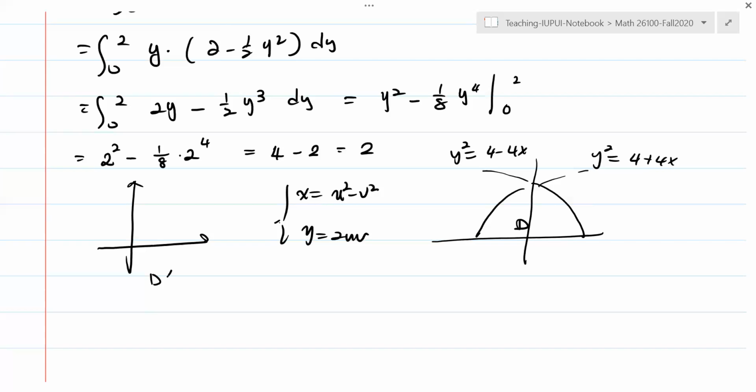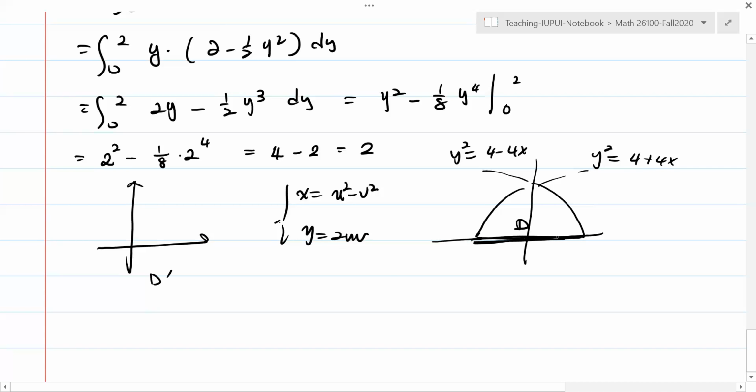Okay, so let's see. It's a little bit difficult to figure out, right? So for this, trying to figure out the pre-image. The transformation is x equals u squared minus v squared, y equals 2uv. So first of all, let's see, how do you get y equals 0? We want to determine the edges.